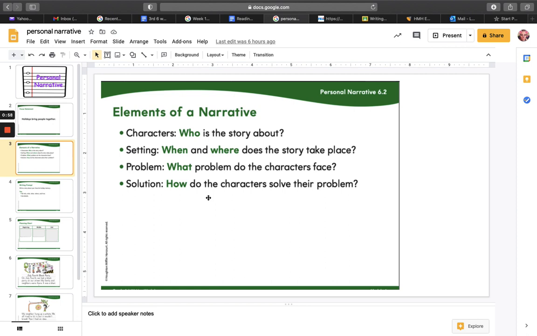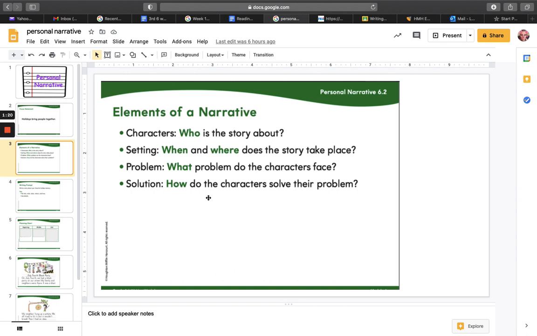Where? Well, was it at the park? Was it in your house? Was it at your grandma's house? So where is more than just outside. So the outside could be the park. It could be the forest. It could be maybe like a splash pad or something like that. So we want to kind of be specific on our setting.